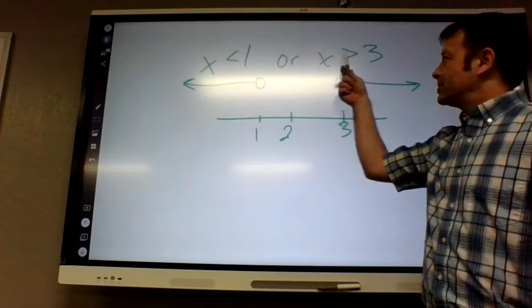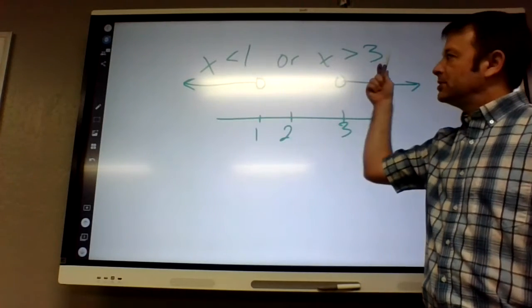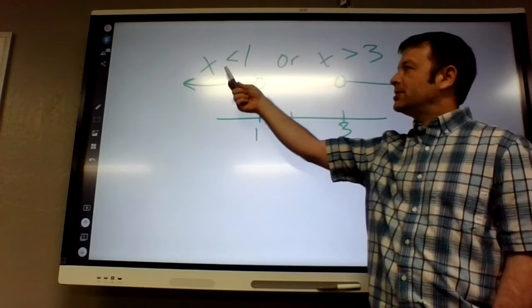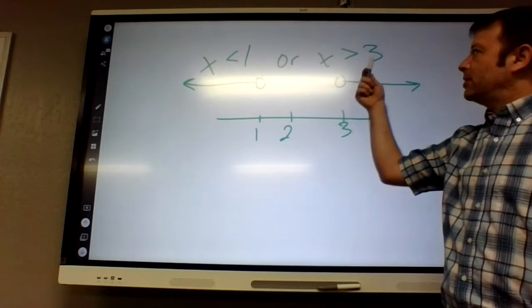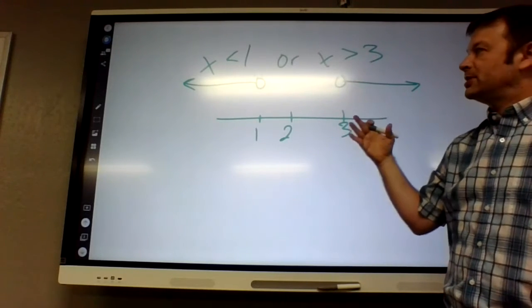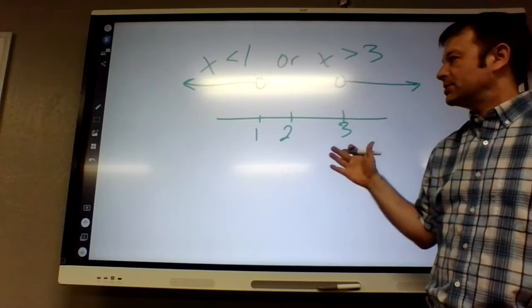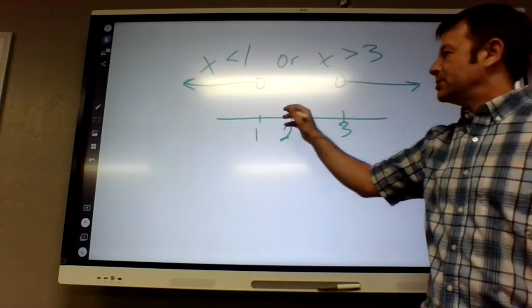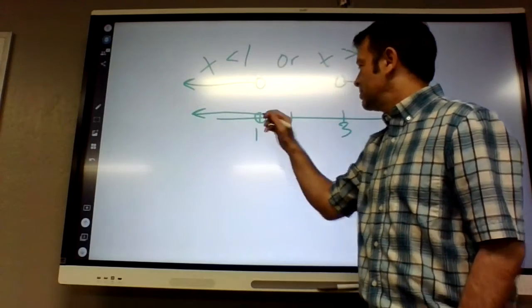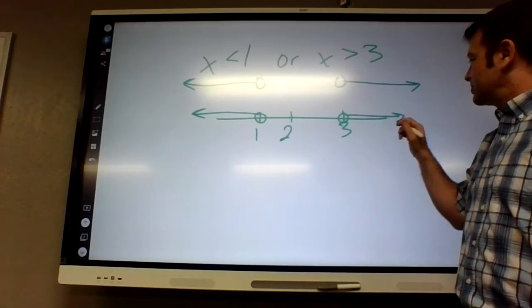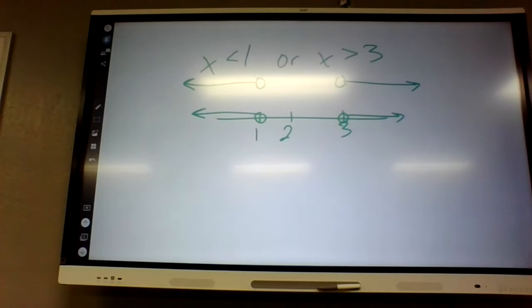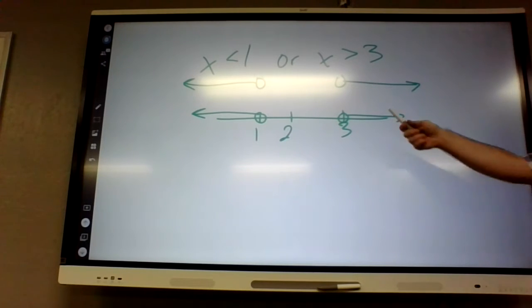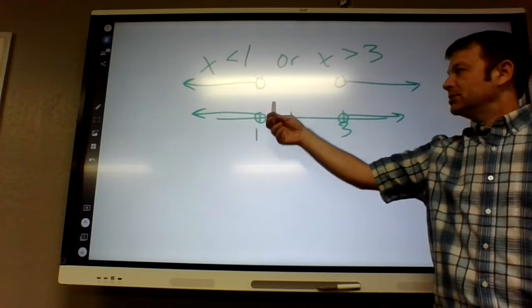So does 0 work for this statement? Yes, because 0 is less than 1. Doesn't matter that it's not greater than 3 because it's an or statement. Is 0 less than 1 or greater than 3? Yes. So if either of them covers it, we're going to use it. So we're going to use all this, and all this. So it looks exactly the same as my floaty lines.